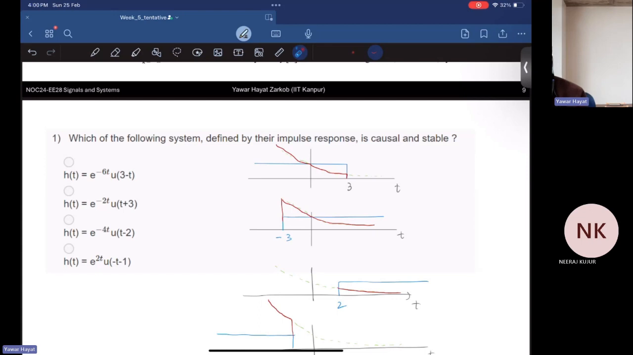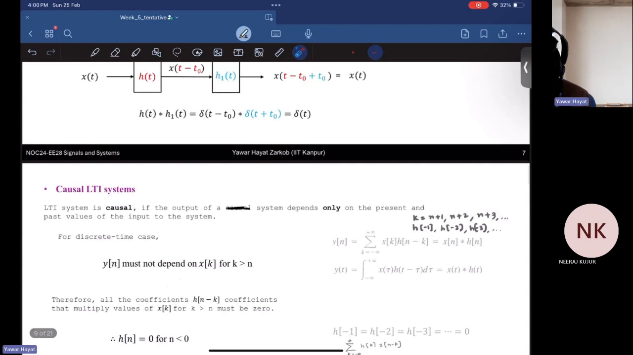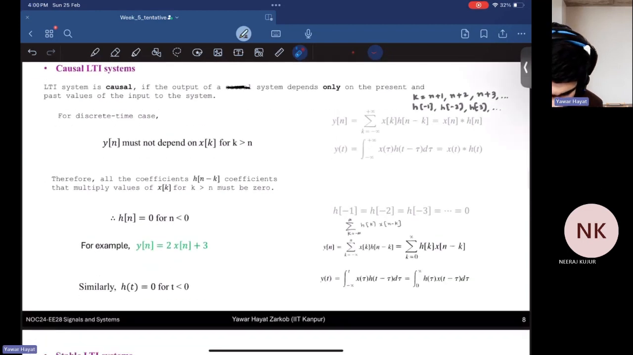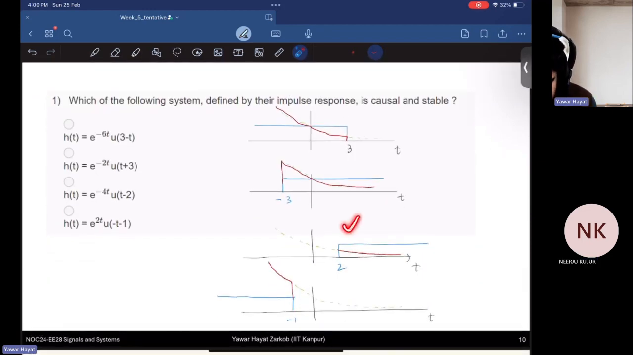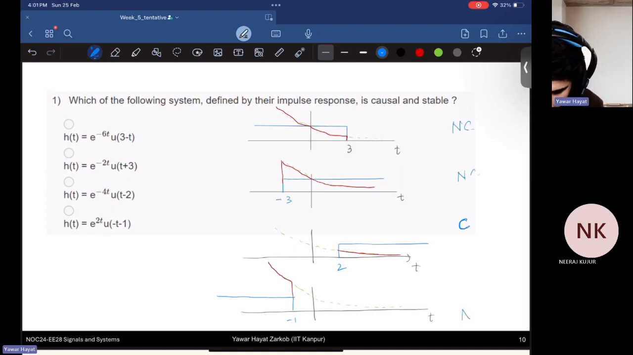There was also one more result that we derived, right? For causal systems, we had derived this particular thing. If we talk about the impulse responses, they should be 0 for t less than 0, right? And if you see for all these cases, only this one is satisfying that. So which particular system is causal? This is causal. This would be non-causal. This would be non-causal. This would be non-causal.